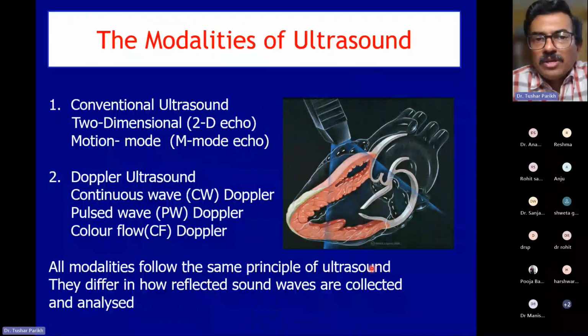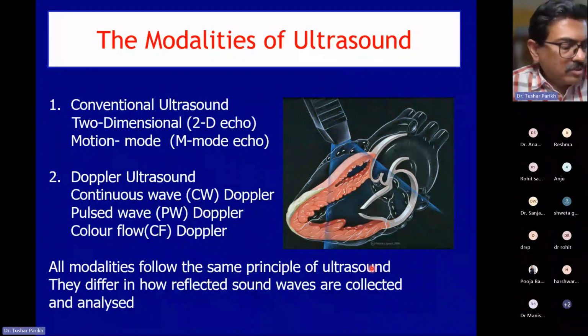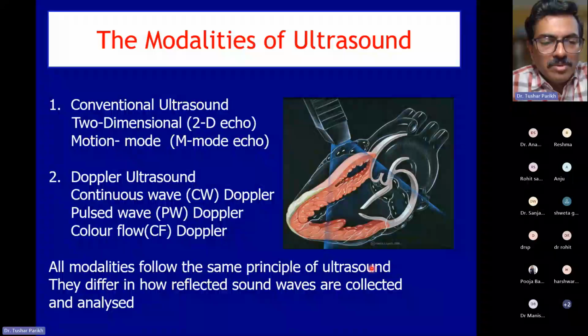Now, the second aspect of ultrasound is what the modalities of ultrasound are. There are basically conventional modalities and Doppler modalities. Conventional is 2D echo and M mode, which is basically motion mode. And Doppler ultrasound is basically continuous wave, pulse wave, and color flow Doppler. Now these two things we need to remember.